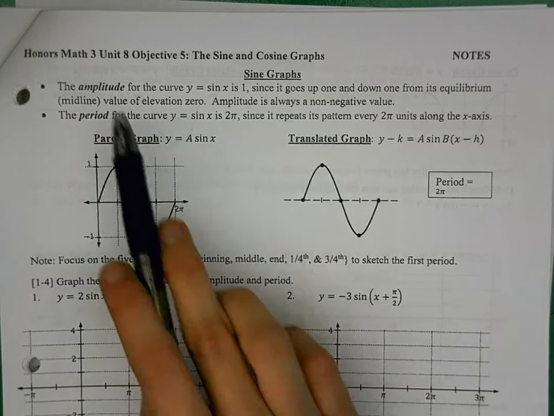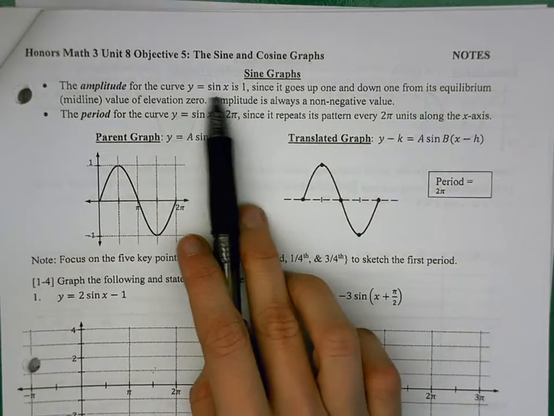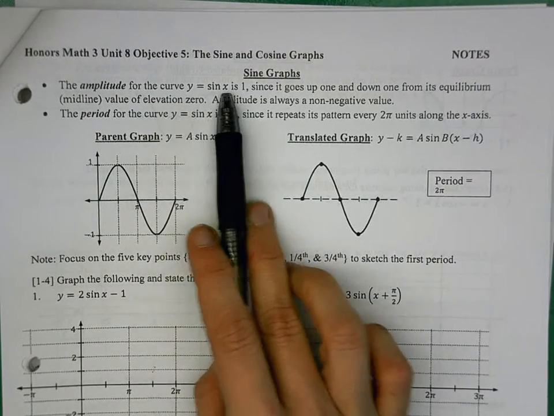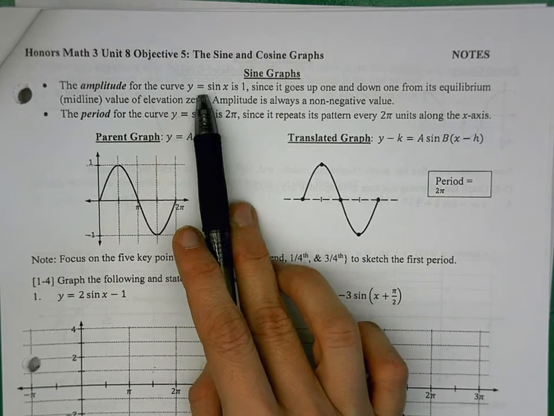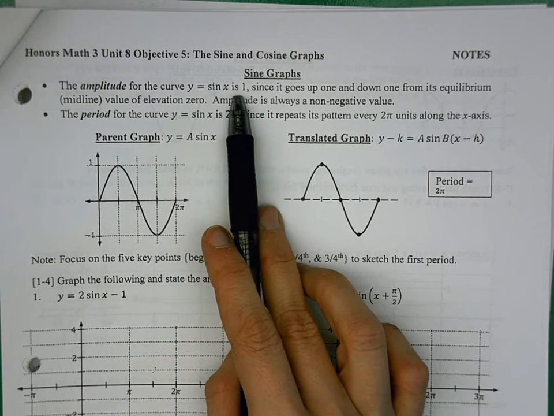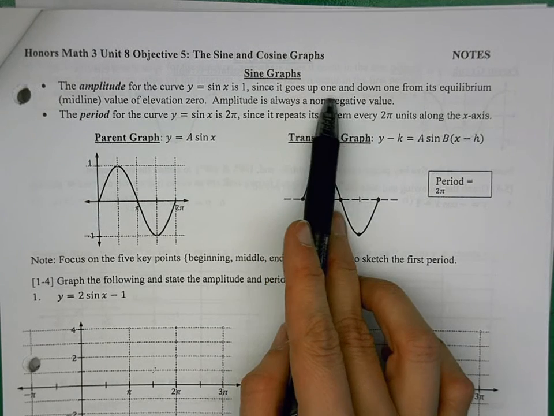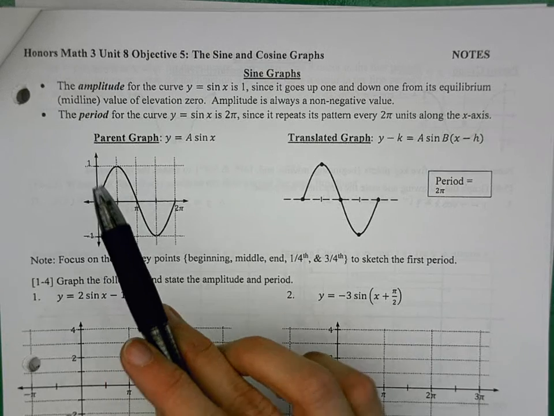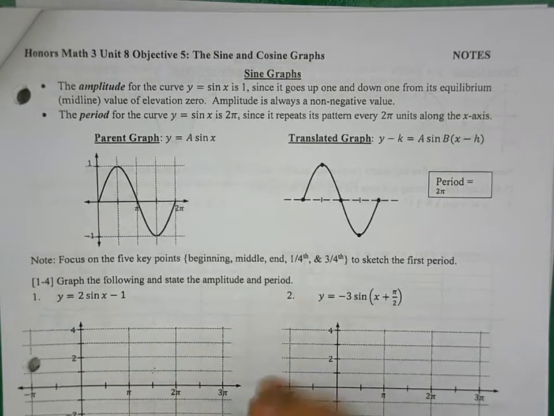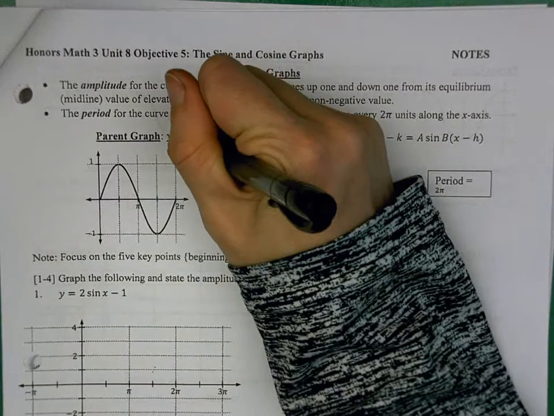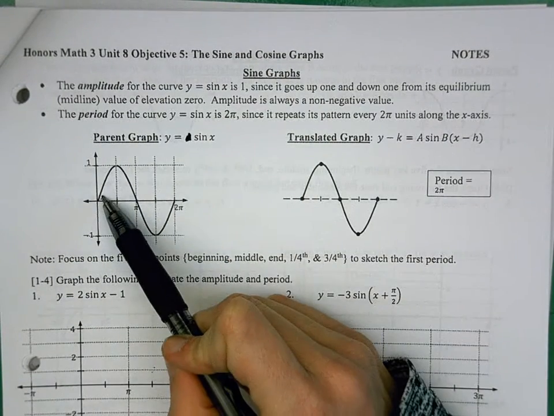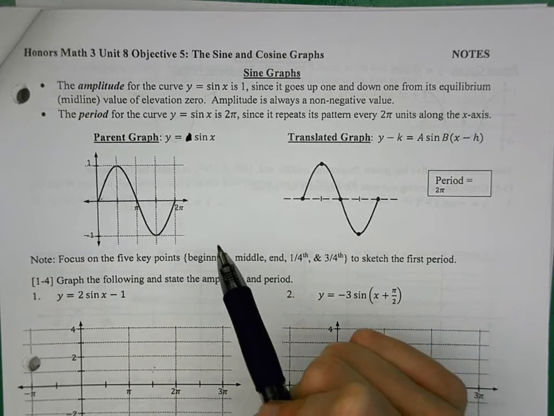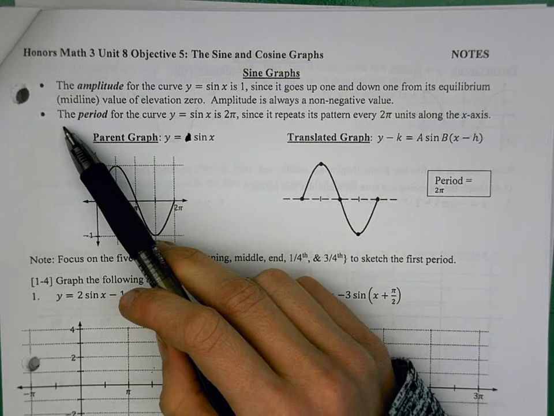First off, we have that the amplitude for the curve y equals sine x is 1. And this is, again, an unshifted graph or an unaltered function, y equals sine x. Which would have an amplitude of 1 because on the sine graph it goes up 1 and down 1 from its equilibrium or midline value. And so you can see that here in your parent graph of y equals sine x. We can see that this function goes up 1 and down 1 as we work our way across or around the sine graph.